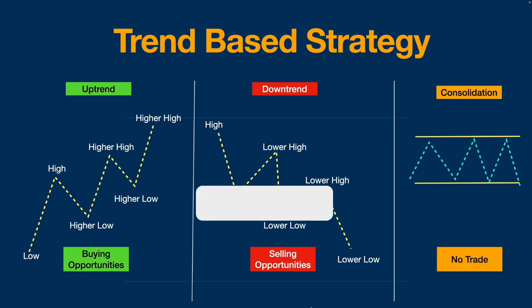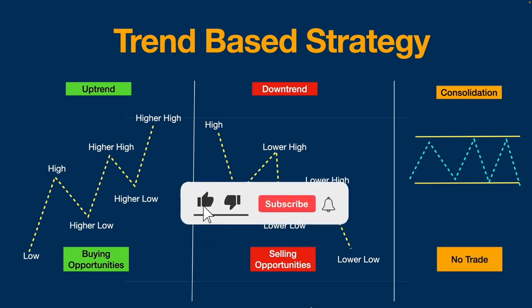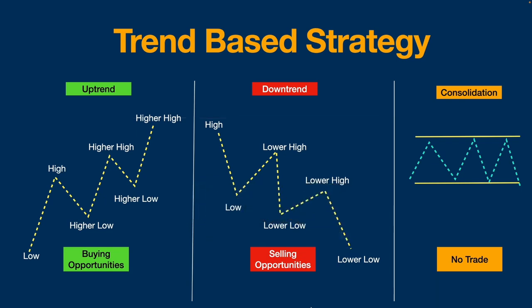It doesn't matter if you don't know how to find uptrend and downtrend in the market. As we move forward with this video, this will be clearly explained to you in the live market charts. So always remember, during an uptrend, we look for buying opportunities. During a downtrend, we look for selling opportunities. And when the market is in consolidation, we will not take a trade.